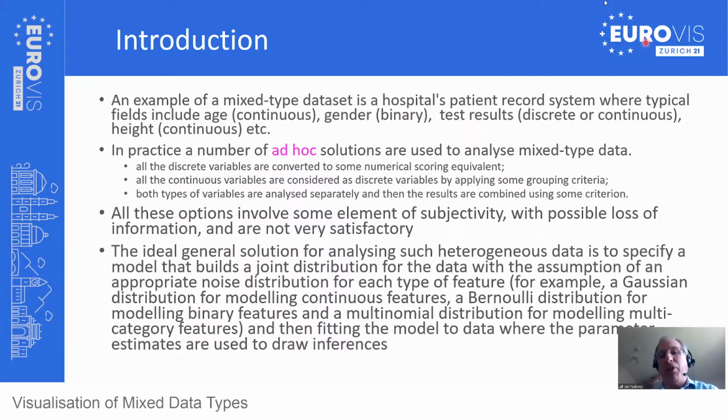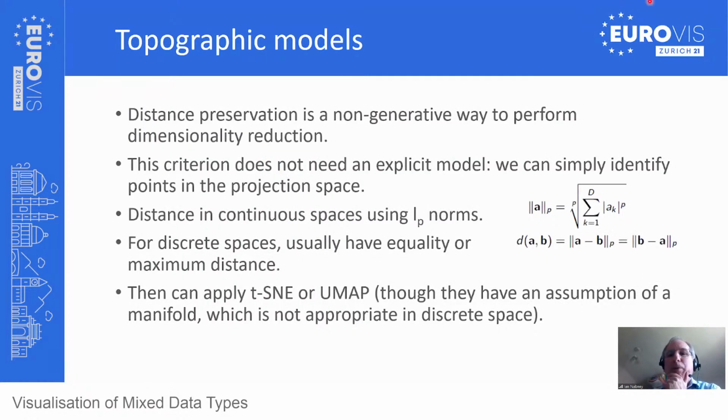But what we're doing is we're considering the whole set of data, the whole set of variables at the same time. So another way that people address this in visualization is they use topographic models, so models based on distances between data points. So what we're doing here, this is a non-generative way of performing dimensionality reduction, and you might think of T-distributed stochastic neighborhood embedding or UMAP, for example, as two examples where we're using this topographic distance.